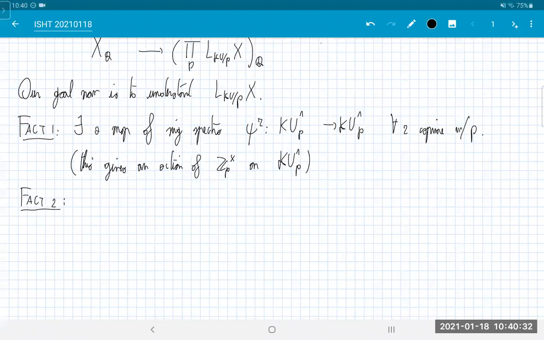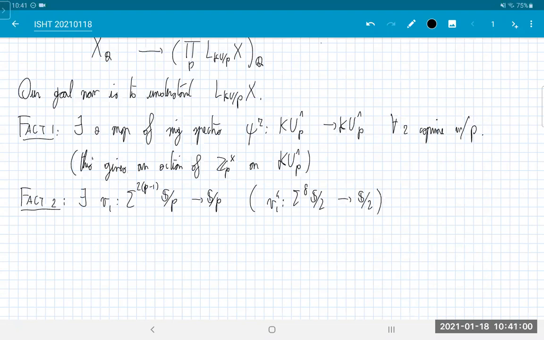So there exists, and here I'll write stuff for p odd and then explain how to modify it for p equals 2, because unfortunately p equals 2 is kind of special in this story. So there exists a map v1 from sigma 2p minus 1 of S mod p to itself. And here I'm saying v1 to the fourth from sigma 8 S mod 2 to S mod 2, which is a KU equivalence.